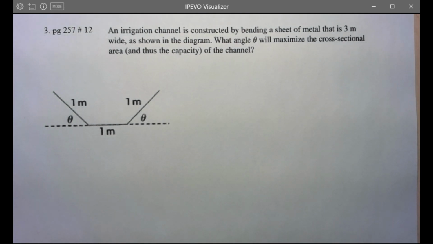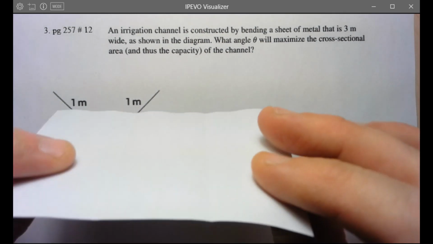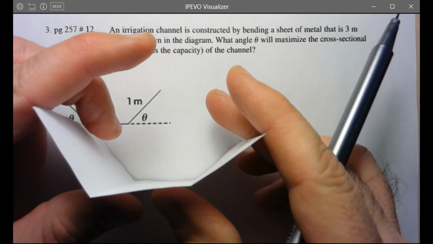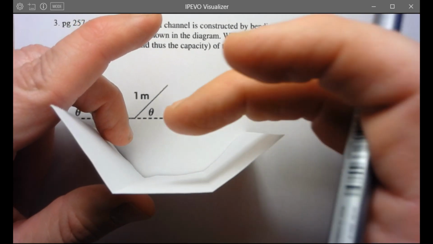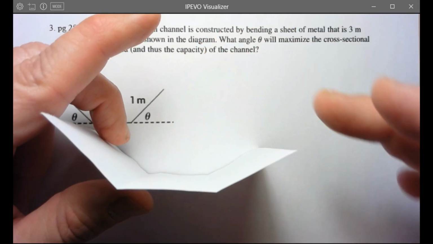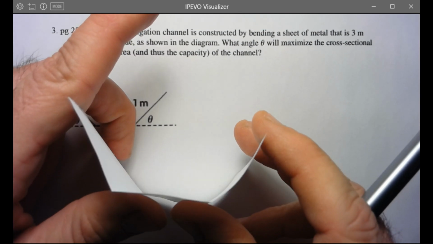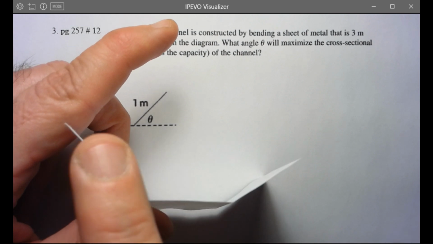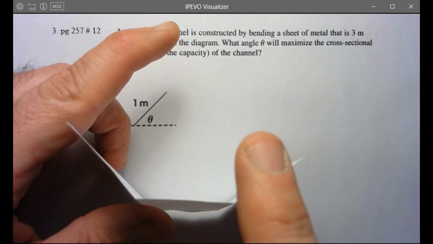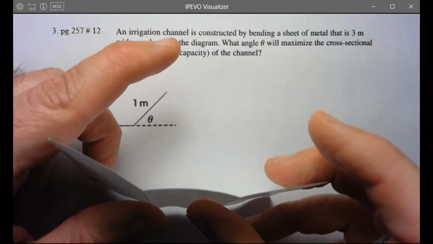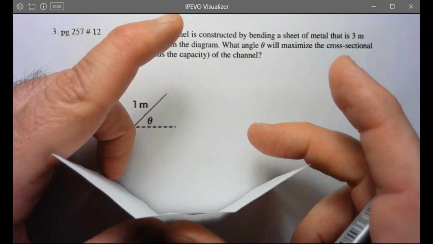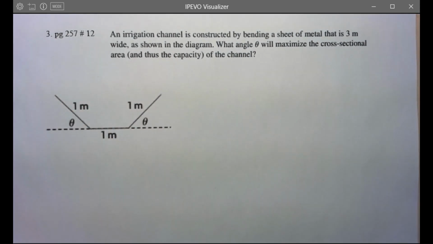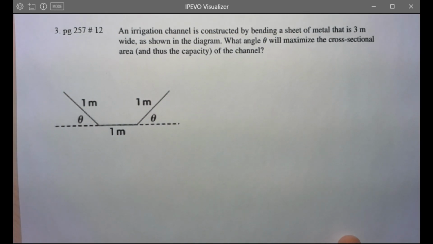Okay, so let's think about what we're doing here. We're taking a piece of metal and we're bending it essentially into the shape of a trapezoid, and that's creating a volume that, say, water can go through. And since it's a prism, what is going to give us the biggest volume is to get the biggest area of the base. So if we can maximize the area of the base, we'll maximize the amount of water that can go through that channel. All right, so let's take a look at how we can do that.